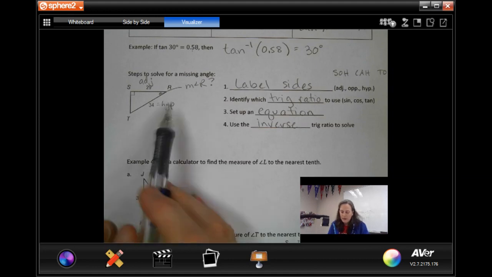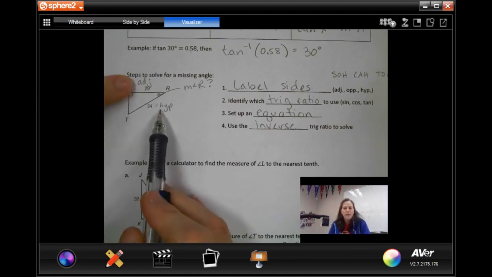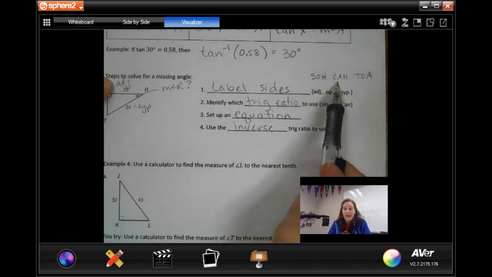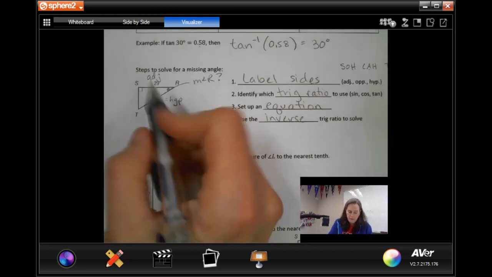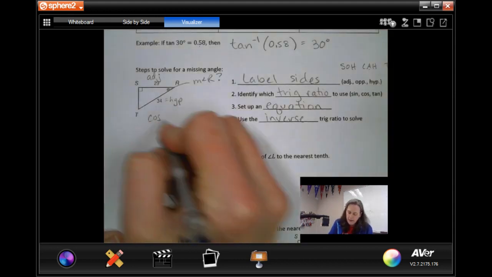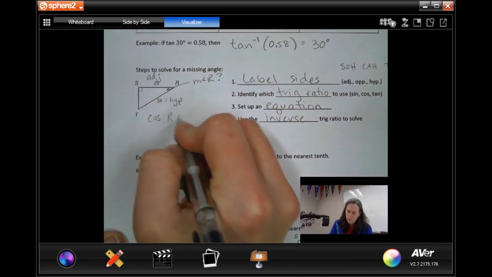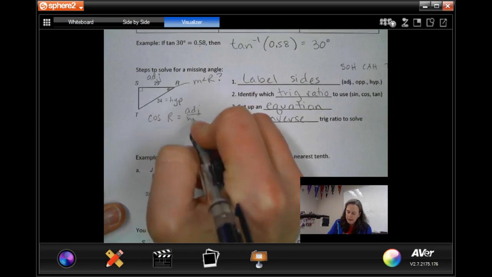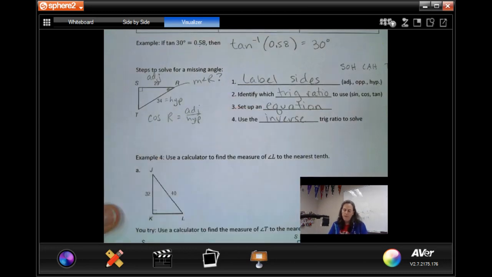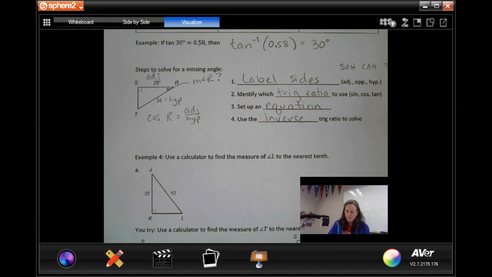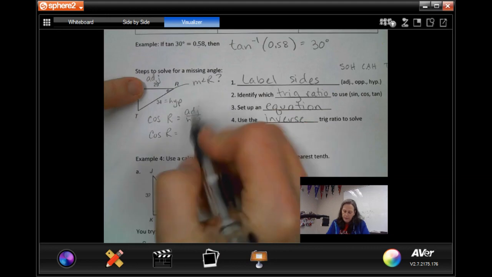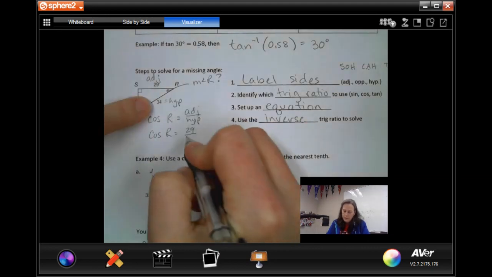Okay, so if we've got adjacent and hypotenuse, which one of these trig functions are we working with? It's that one right there. Adjacent and hypotenuse goes with cosine. So I'm going to write this out. The cosine of angle R would equal adjacent over hypotenuse. And then we're going to put in the pieces that we know. Cosine of R equals 29 over 34.